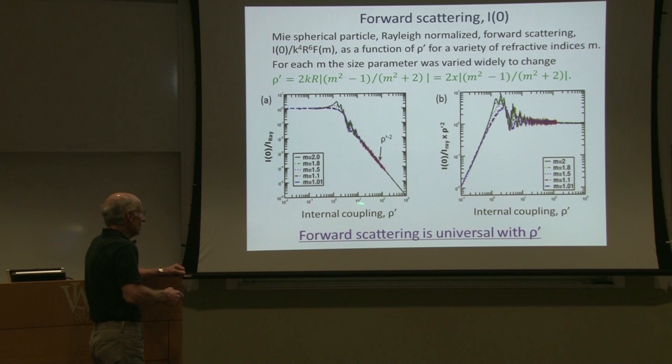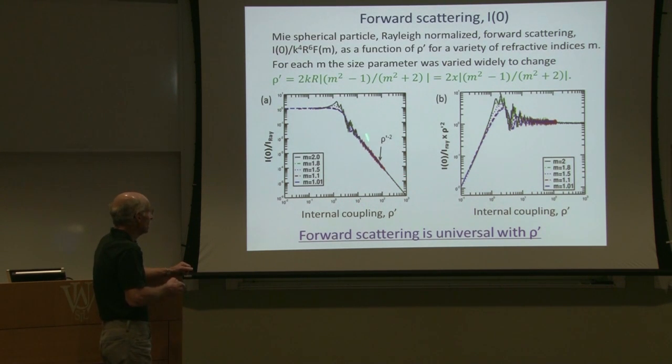different colors. By holding the refractive index constant to change rho prime, we had to change the size parameter, widely varied. So the point is, all these refractive indices and all these different sizes collapse to the same curve.